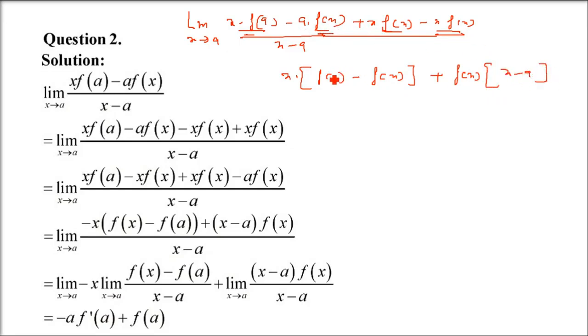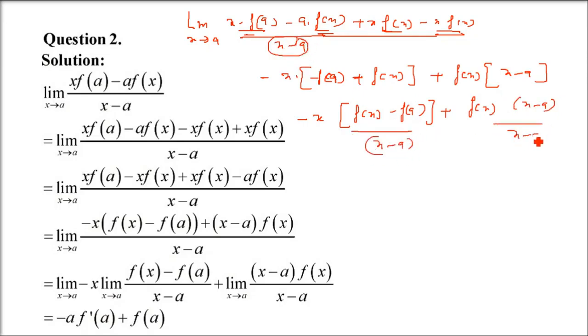Now there is something, because f(a) is coming first, f(x) is coming later, so we will just exchange it. We'll take a negative outside for the first term, and this will be f(x) minus f(a). So minus x, f(x) minus f(a), and then plus f(x) into x minus a. And if you remember, x minus a is in the denominator. It was already there. So we have a limit also.